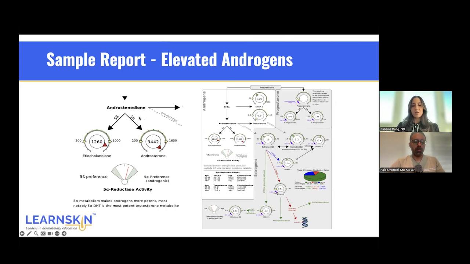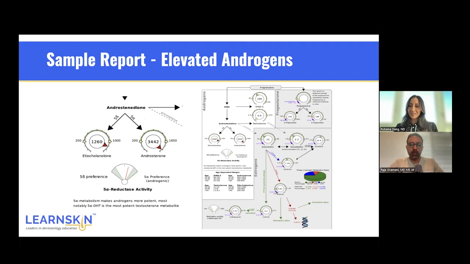Another thing to keep in mind with the Dutch hormone testing is, if you can see, the reference values between the two stars are considered normal, and anything below that first star is considered low, and anything beyond the second star is considered high. So it gives us a range here too.